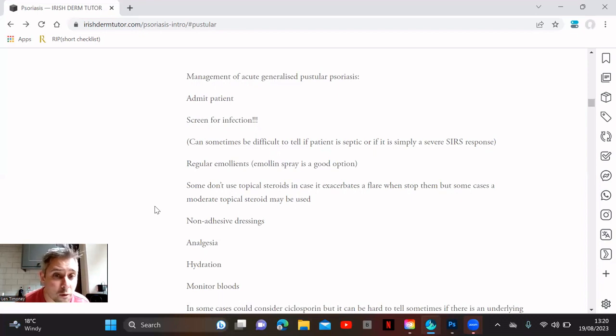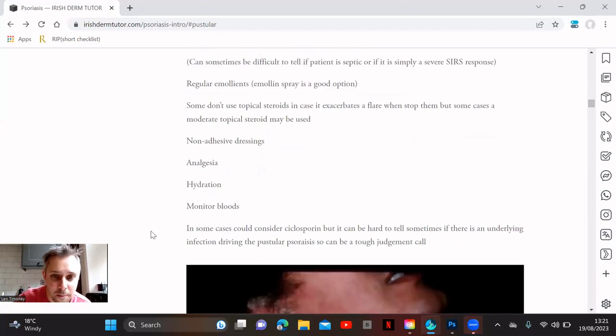And you probably should give them a regular emollient spray, which is a spray of 50-50, essentially, is a good option. And I won't go into this in detail, but it can be a bit controversial whether to use topical steroids or not. Some think that maybe using a strong topical steroid might exacerbate a flare, whereas some people might use a strong steroid to try to get it under control. And so I won't wade into that right now, but they also will need hydration, they'll need analgesia, and they'll need to have their bloods monitored.